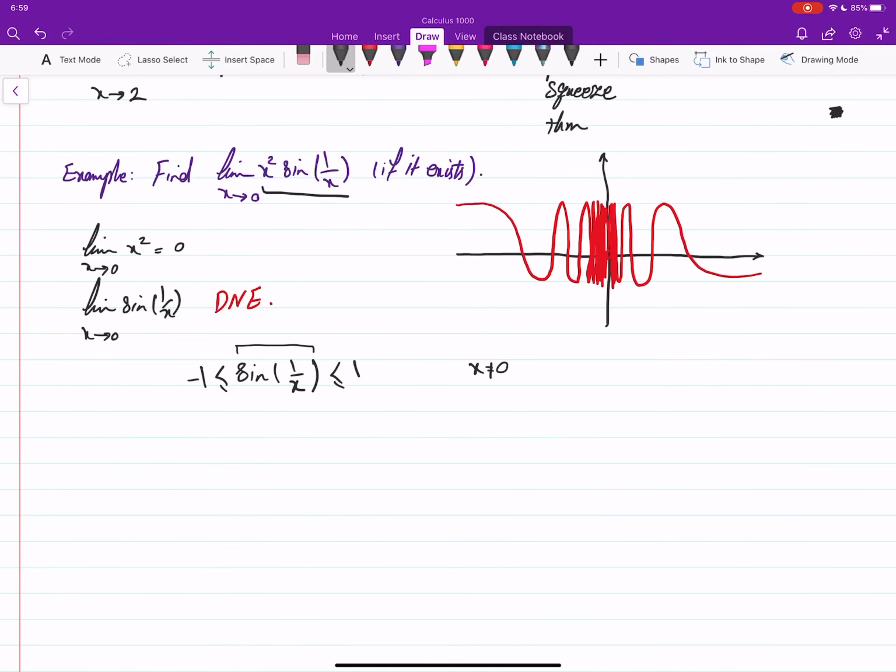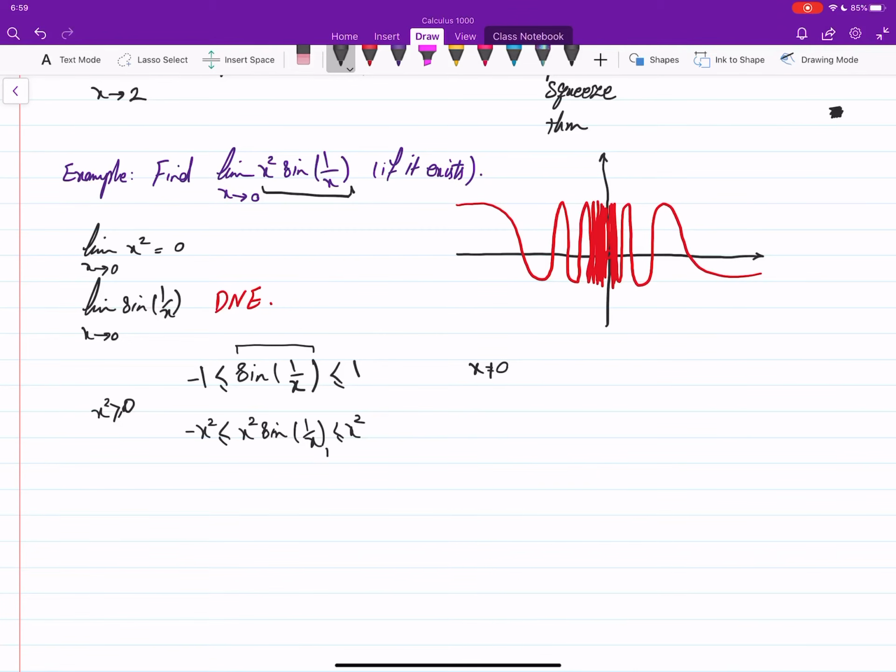But this is not our function. The function we have is multiplied by x squared. Well, then multiply both sides by x squared. X squared is a positive number, so we can multiply. So it will be negative x squared less than x squared sine of 1 over x, and less than x squared.